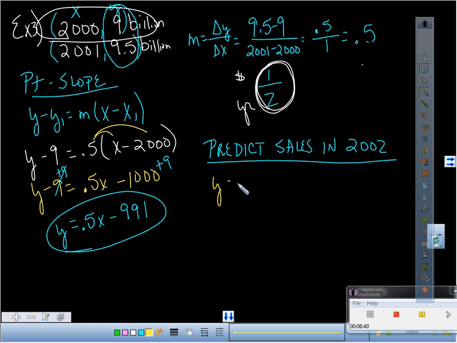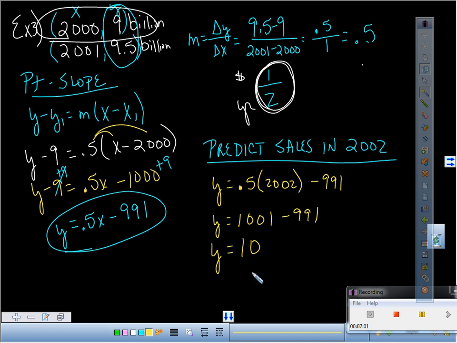So Y is equal to 0.5 times 2002 minus 991. Y is equal to half of 2002, which is 1001. What's 1001 minus 991? 10. So we're going to make $10. 10 billion. Is that word important?